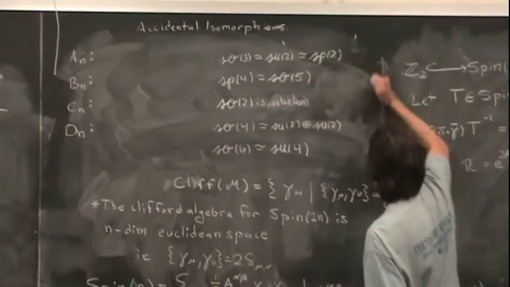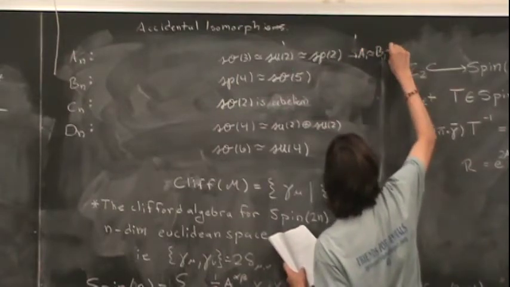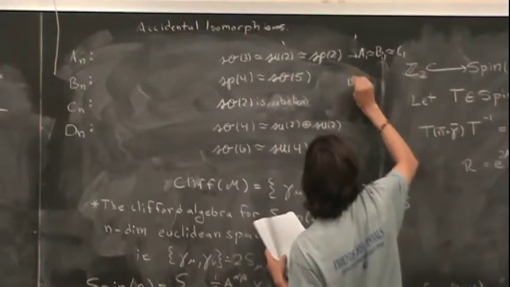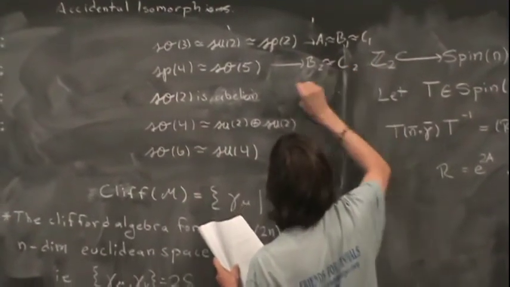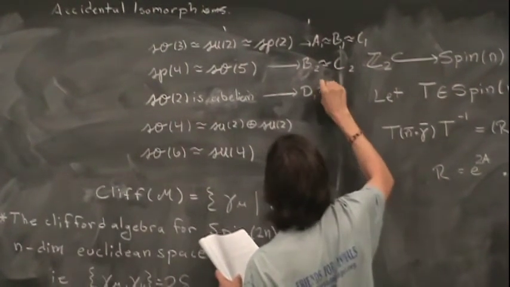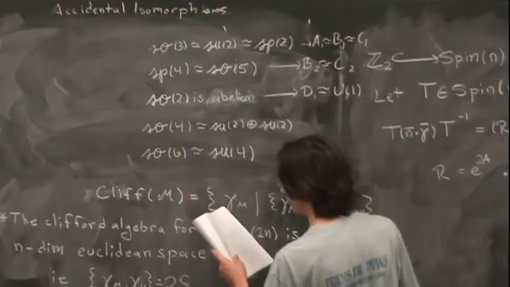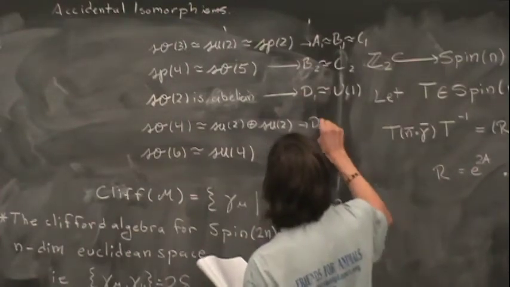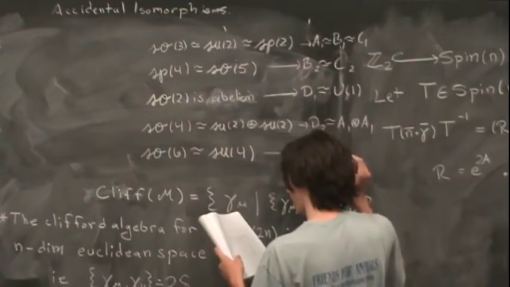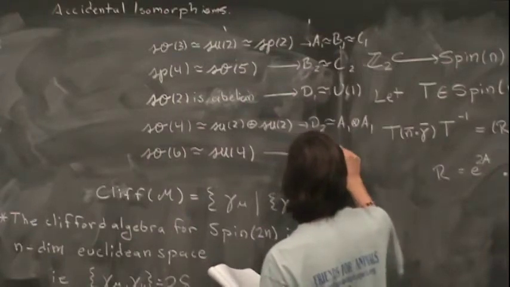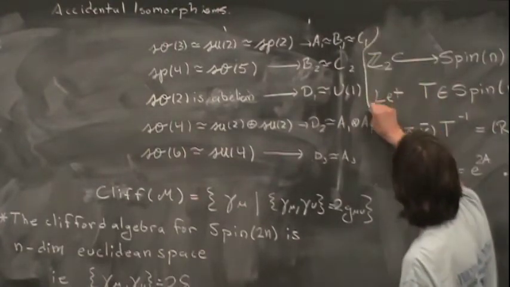And so this means the corresponding isomorphisms of the algebras: B2 is isomorphic to C2. D1 is isomorphic to U1, the U1 phases. D2 is isomorphic to A1 by A1. And finally D3 is isomorphic to A3. These are the accidental isomorphisms.